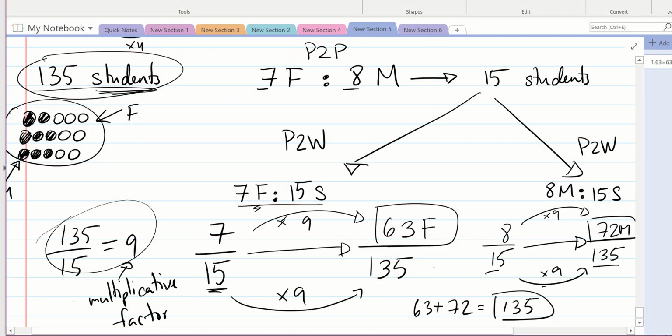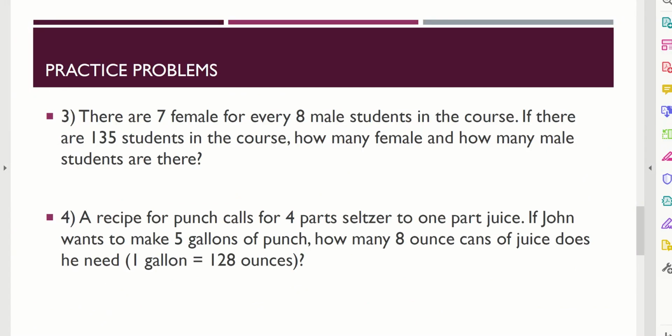That's how you check, so we know we're doing it correctly. Next one. Oh, great, we're up to recipe questions. I love these. A recipe for punch calls for 4 parts seltzer to 1 part juice. This is a part to part question.